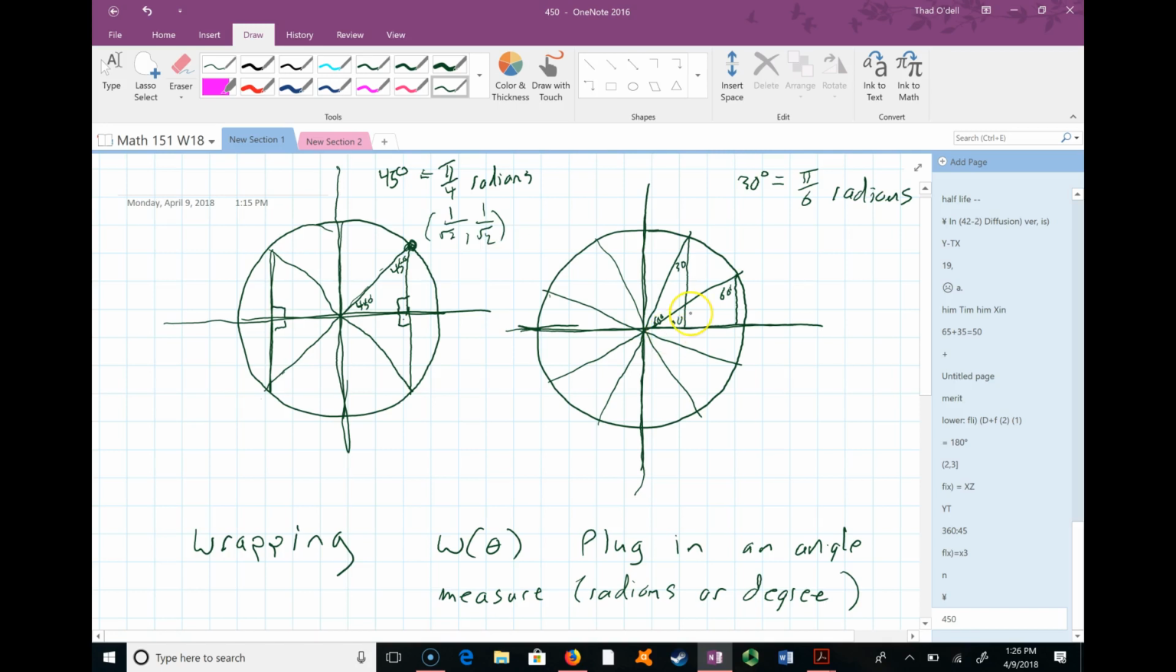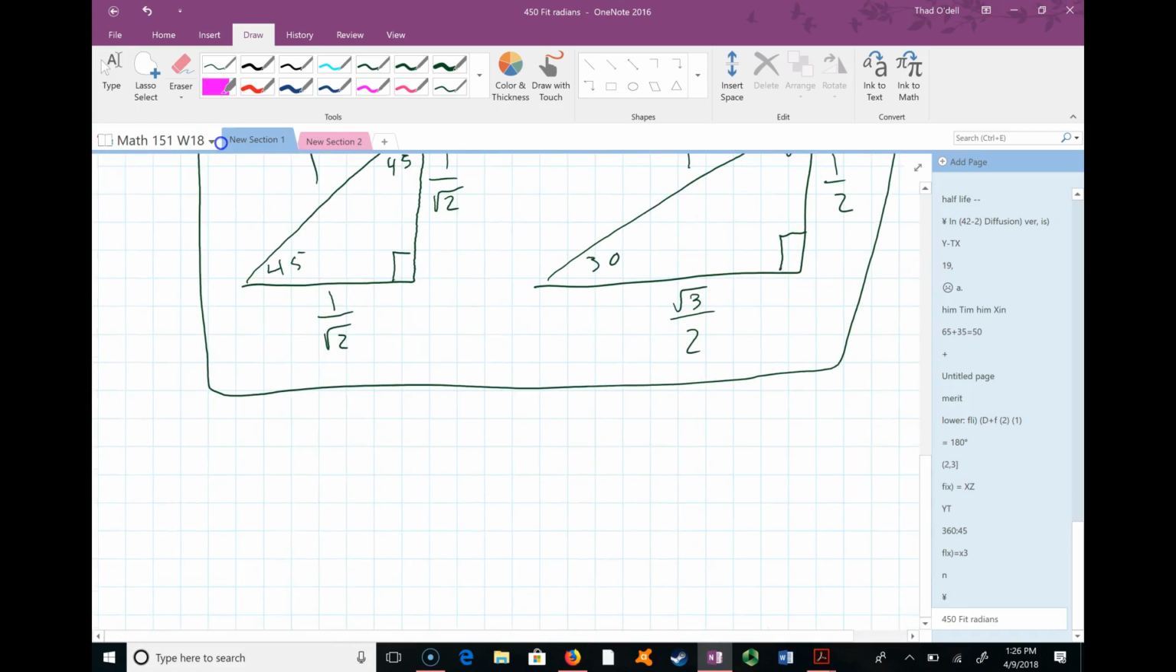Likewise over here, 30 degrees. So what's the coordinate at this point right here? Well, that distance right there is the long side of the 30, 60, 90, so that'd be square root of 3 over 2. And that distance right there is the short side of the 30, 60, 90, so that'd be 1/2. So that's the system. So you have to memorize these triangles.